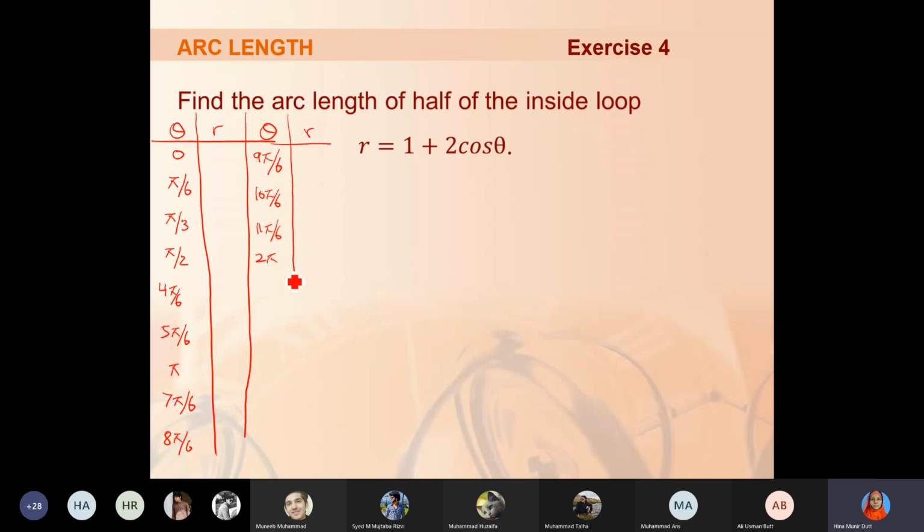Okay, is it clear or not? Okay, now calculate the corresponding values of r.